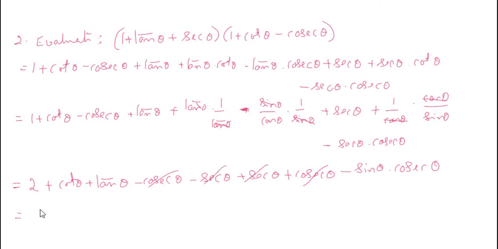So this is equal to 2 plus cot theta. Cot theta is cos theta by sin theta plus tan theta. Tan theta is sin theta by cos theta minus the last one, secant theta, not this, sorry, this is secant theta, secant theta cosecant theta. So it is minus sec theta into cosec theta.